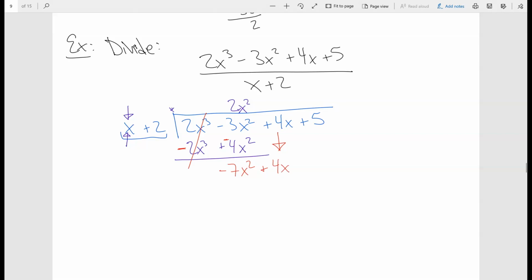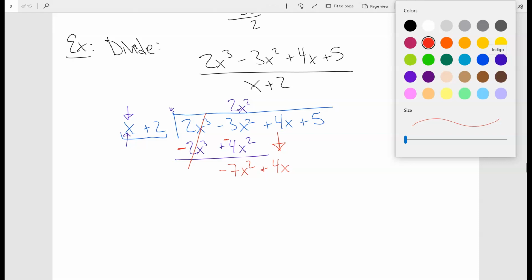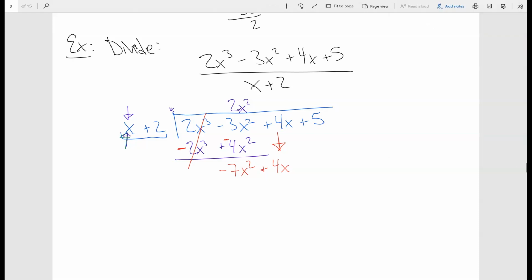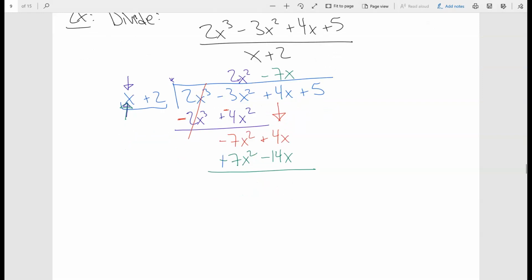And now we're going to do this again. What can I multiply this x by so that I get a negative 7x squared? Well, that's just a negative 7x. If I multiply this by a negative 7x, I'm going to get a negative 7x squared. Negative 7x times 2 gives me a negative 14x. Remember, we change the signs. Here there's already a minus, so this is going to change into a plus, and a plus. This goes away, and what you're left with is this 18x.